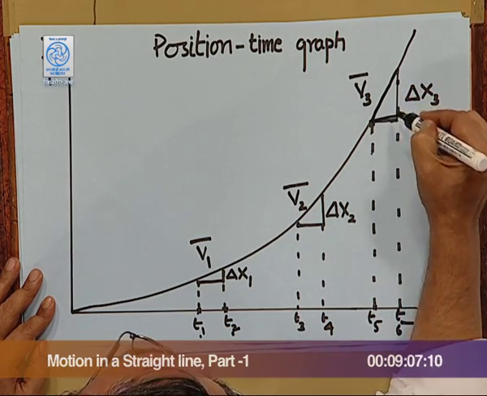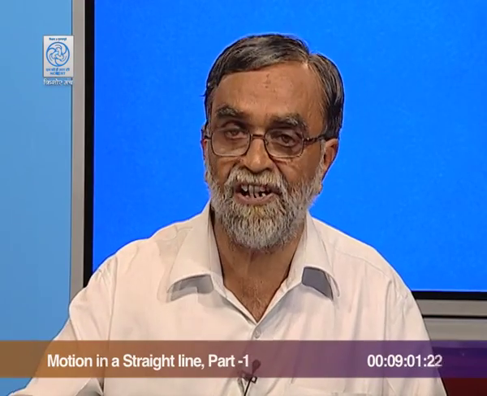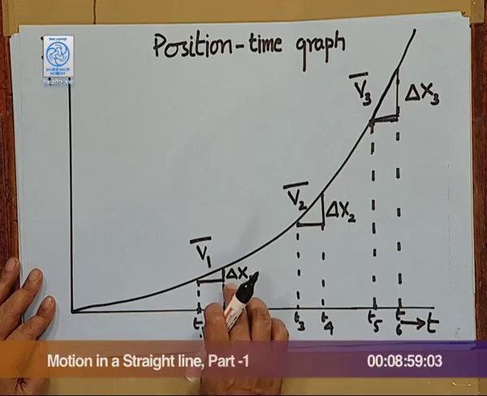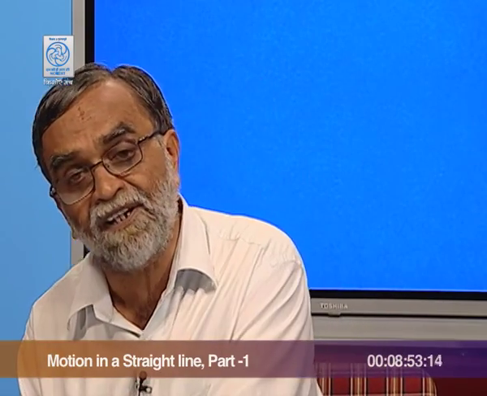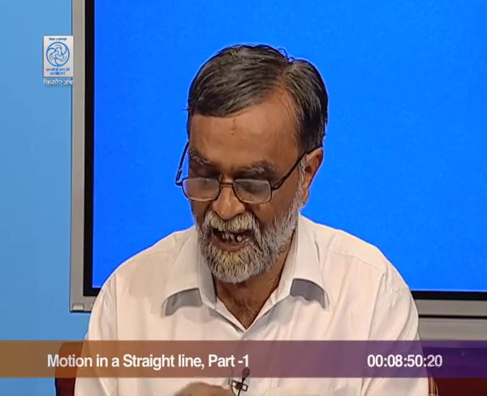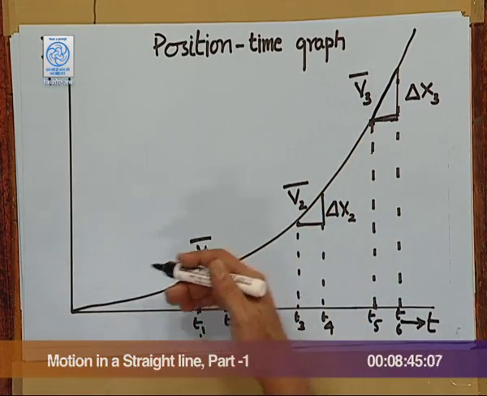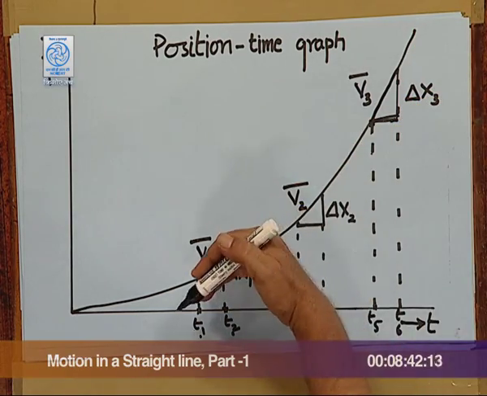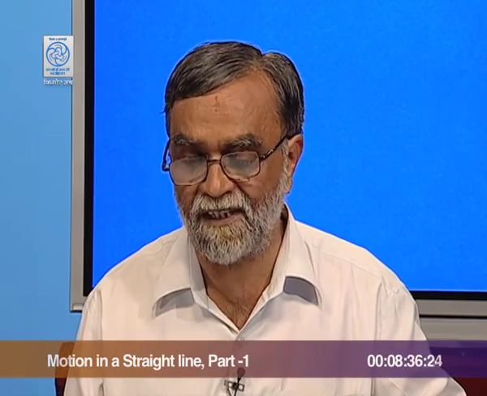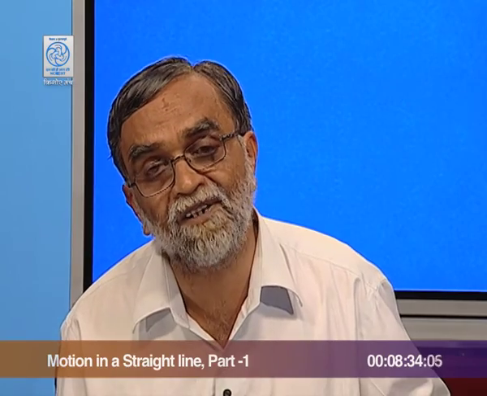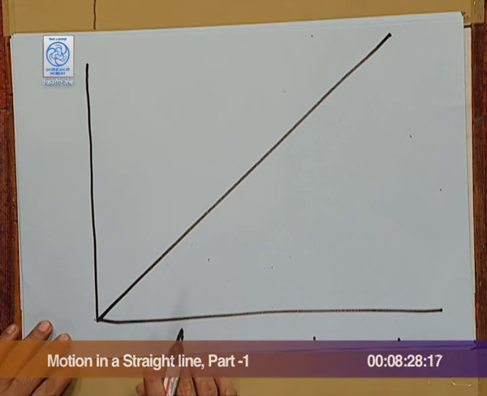That is, if you take this triangle having the same base, but the heights are different. Heights have gone on changing with time, that is delta x1, delta x2, delta x3 are increasing for the same interval of time, but at different timings. What does it mean? The average velocity goes on changing. So, if the position time graph is a curve like this, the average velocity goes on changing with time. Then what kind of graph do we expect for a position time graph of an object which is moving with constant velocity? Can you think? Look at this graph.